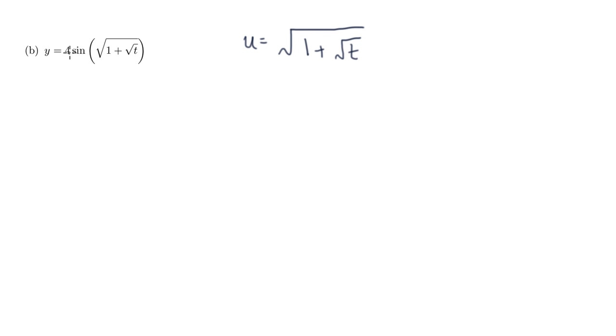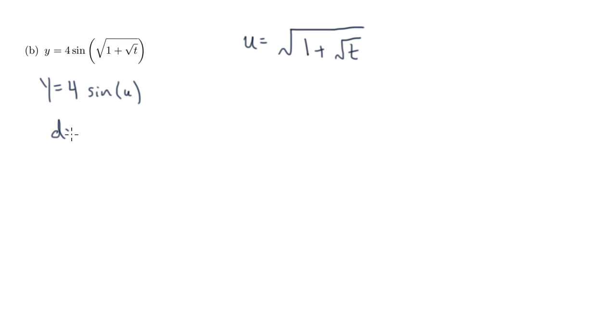Now I'm multiplying by 4. That's going to be okay. I can just use the constant multiple rule. But the outermost function is sine, and we're taking sine of this inner function, which is square root of 1 plus square root of t. So y is just 4 sine of u.